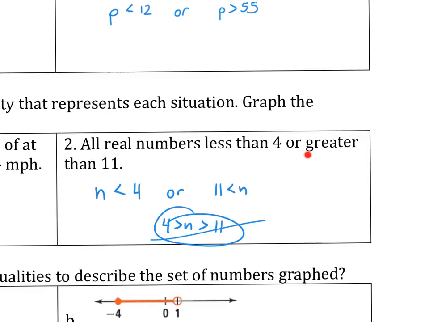So all real numbers less than 4, or greater than 11, so 11 is less than n. You could also have flipped that around and said n is greater than 11. Again, we don't write it this way because it's sort of misleading, almost seeming that n is between these two numbers when it's not necessarily.